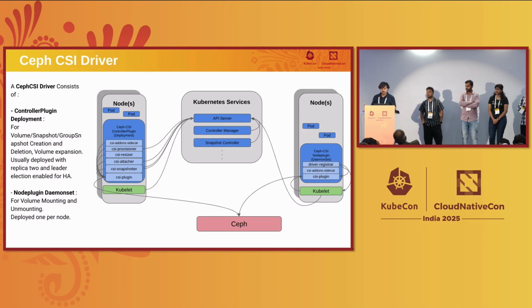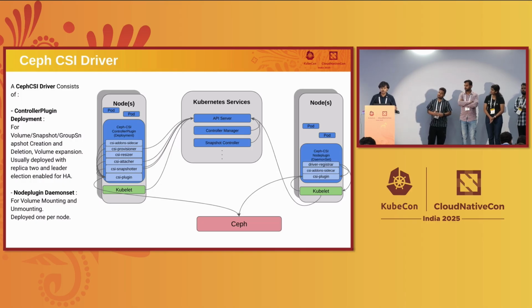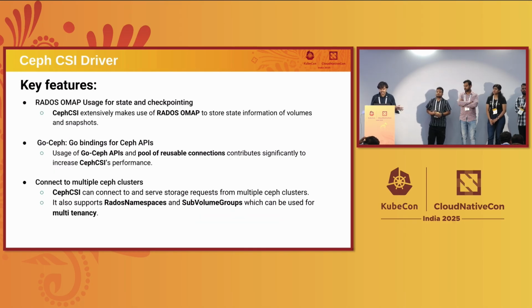So this is how our generic Ceph CSI driver deployment looks. You have a controller plugin deployment, which is the provisioner. There'll be two pods running, but with leader election, only one will be enabled at a time. It will take care of volume creation, snapshotting, group snapshot, and deletion, as well as volume expansion. There's also the node plugin daemon set, which runs one per node, which takes care of mounting and unmounting per node.